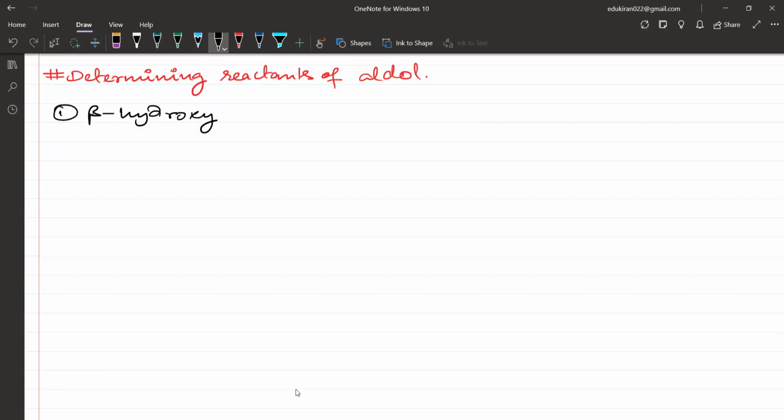If you have been given a beta hydroxy aldehyde or ketone, that is the aldol product. For example, you have 1, 2, 3, CHO, CH3, OH. So this is alpha, this is beta hydroxy. Then you have to give what aldehydes or ketones were used for the formation of this product. Identify the alpha and beta, break the bond between them. You will get a 3 carbon atom chain on each side. The beta carbon should get a double bond O.